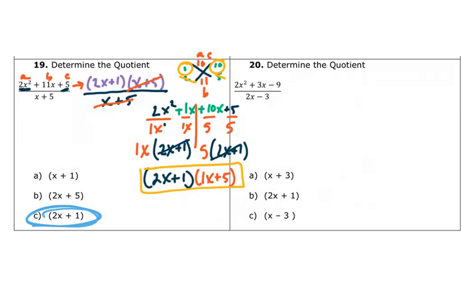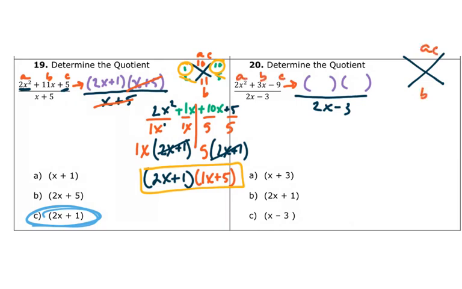So try the same thing with number 20. You're going to factor the top, just go off to the side so you have some room. You're going to factor the top. You're going to figure out what that can be rewritten as. So use factoring to figure out what that is. Okay? And then be able to cancel out the bottom, and that's going to leave you with either A, B, or C.